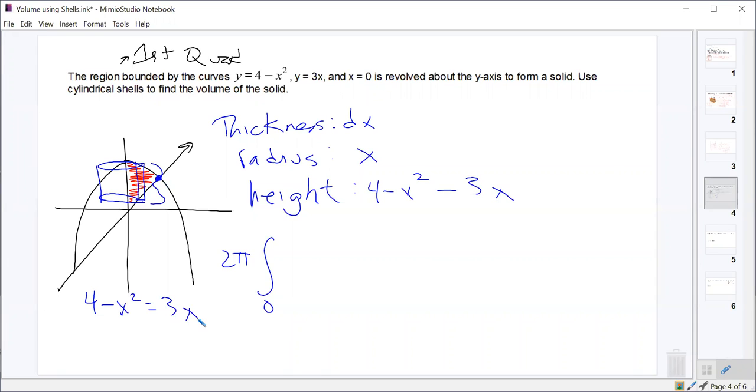If you had a calculator, you could do it with a calculator, but this one's easy enough to do without a calculator. It would be x squared plus 3x minus 4 equals 0. And with any luck, y'all can factor that to x plus 4 and x minus 1. So they intersect at x equals -4, and they intersect at x equals 1. So what is the rightmost part of our region? 1. We got 2 pi integral 0 to 1, radius, height.